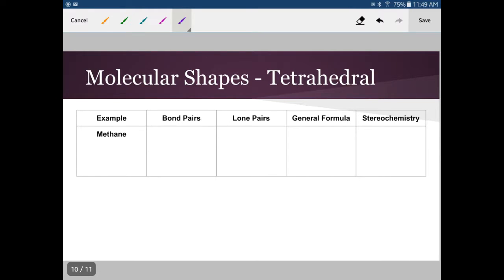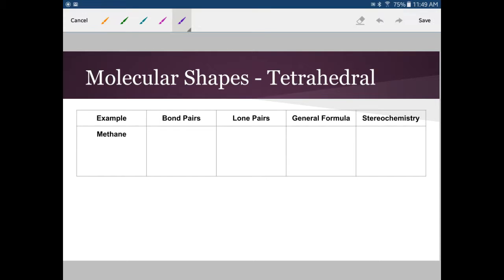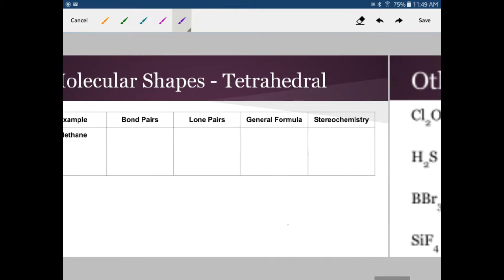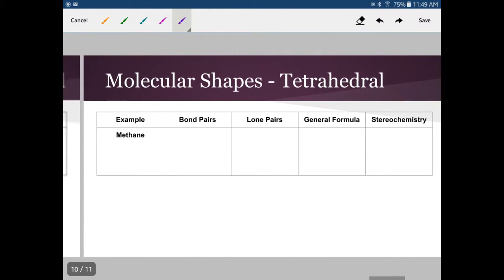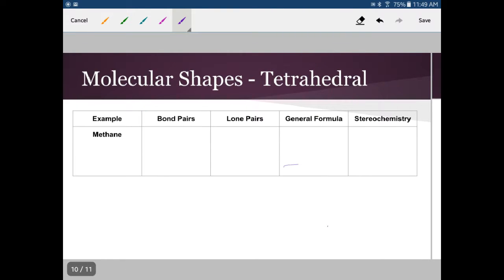I'm just going to save my text here so I don't lose any of it. If we take a look at our last example in terms of determining our molecular shape, we're going to look at methane. So we have CH4.